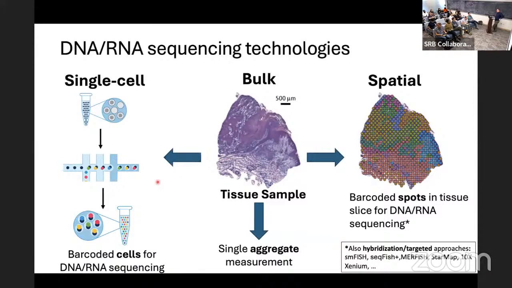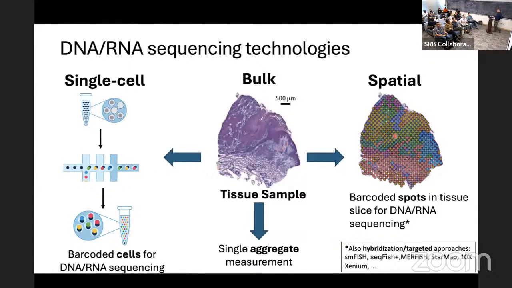And so as of course many of you know, the first revolution, starting around 10 years ago, was technologies that allowed one to individually barcode thousands or millions of cells from a tissue sample and then measure DNA and RNA from those barcoded cells. But these measurements, although now much better than bulk because you're getting single cell measurements, were from dissociated cells from a tumor. So you lost the spatial context that's really important for looking at interactions between cells.